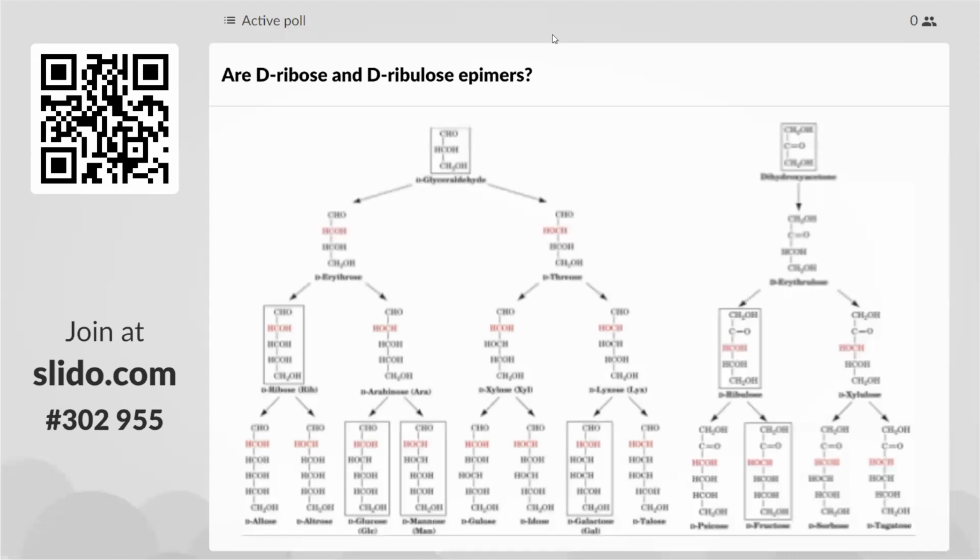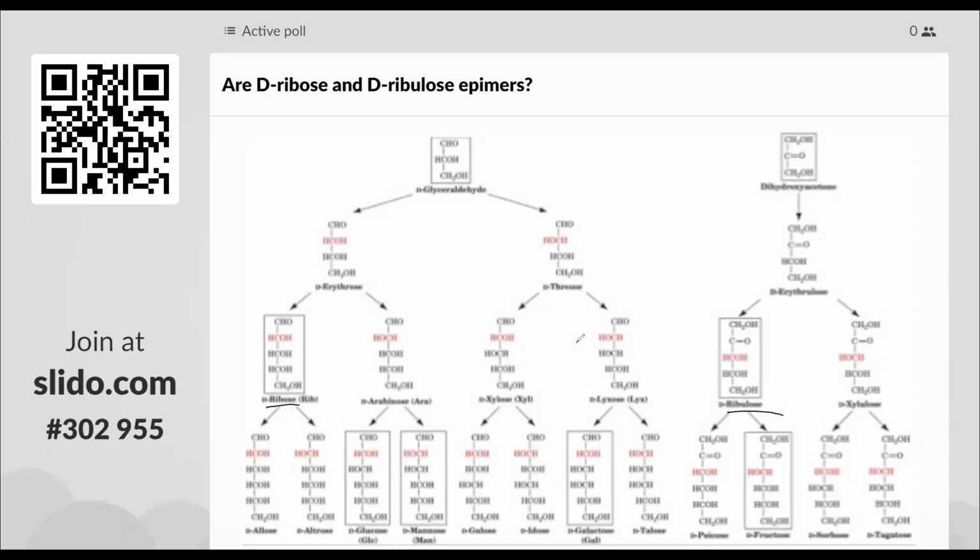And I believe this is our last one, ribose and ribulose. And they are not epimers. One's an aldose, one is a ketose. So by definition, they cannot be epimers, right? So not only does it have to have the same number of carbons, they have to be in the same category. They have to be both aldoses or both ketoses to be epimers.